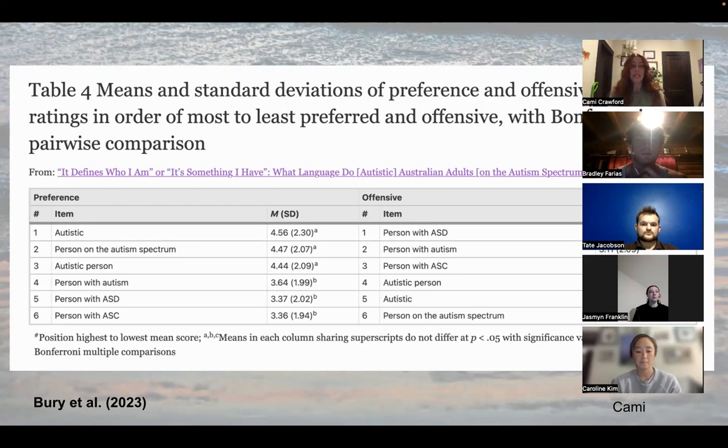And as you can see in the table, identity-first language was considered far more preferable than the person-first language terms scored in this study. In fact, the two most offensive terms, according to the autistic people in this study, were person with ASD and person with autism, which are two of the most commonly used forms of person-first language when referencing autistic people.